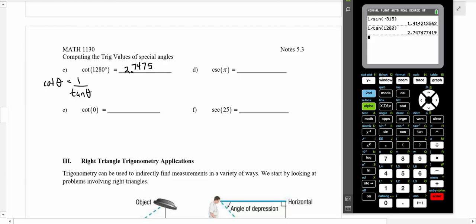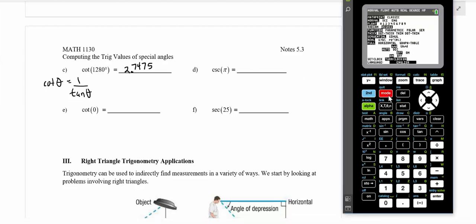Okay, and that's it. Now the rest of these are in radian mode, and there's not a degree symbol. The only time you're going to be in degree mode is if there's a degree symbol in the problem. Otherwise, it's radians. So on this one, you want to go to your mode button, and change this to radian mode, like that. And then the rest of these we're just going to put in the calculator.